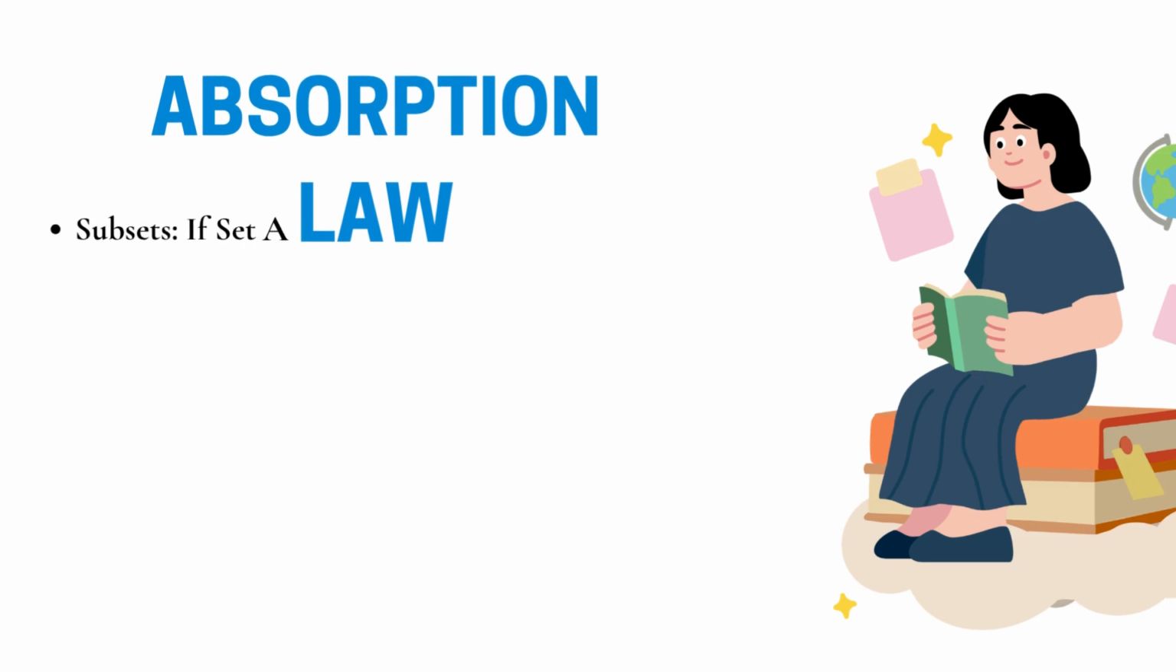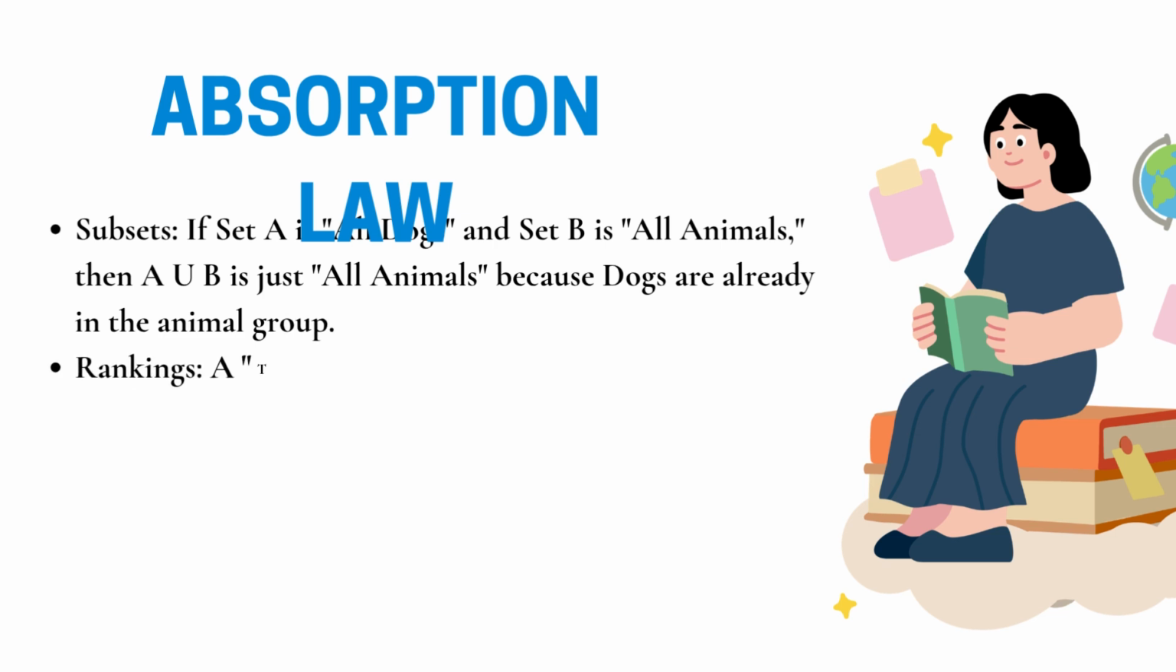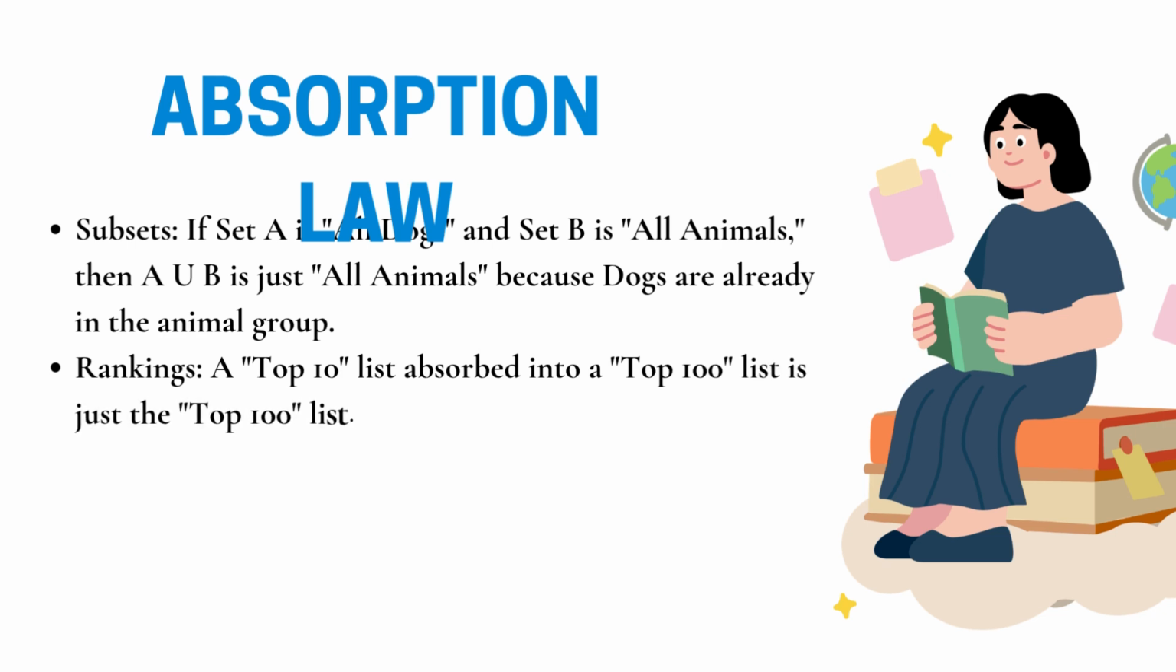Absorption. The smaller set is swallowed by the bigger set. Simple. If your set is a subset of another, the larger one dominates the union. Let's take some more examples. Subsets. If set A is all dogs and set B is all animals, then A union B is just all animals because dogs are already in the animal group.